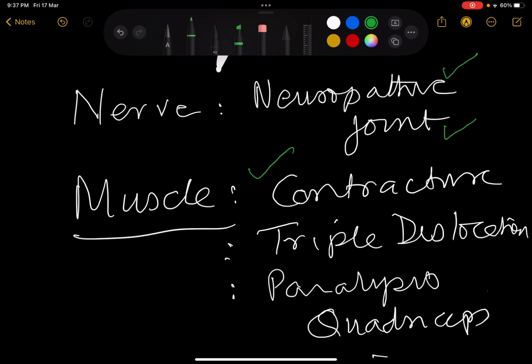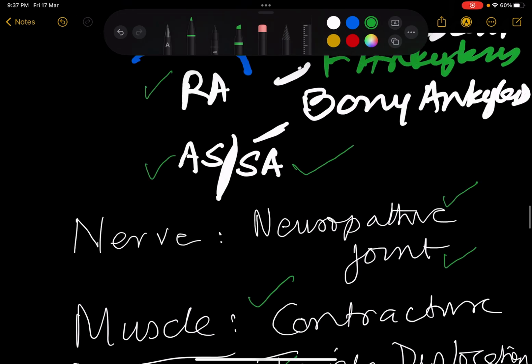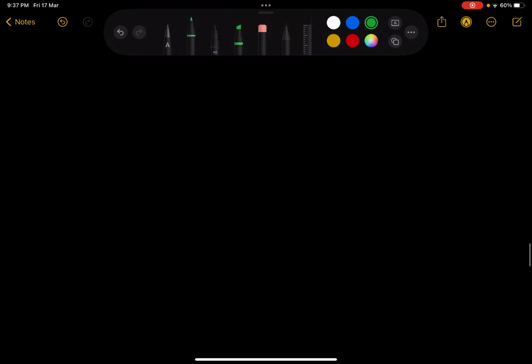Muscles can be contracted. If the muscle is paralyzed or lax, or ligaments are lax, it can lead to triple dislocation. That means the tibia is pointed backwards, externally rotated and flexed in relation to the lower end of the femur. Now in paralysis, you have quadriceps paralysis, and we have again a very good video of high steppage gait and quadriceps paralysis, what compensates and how to treat it. So this is about muscles.